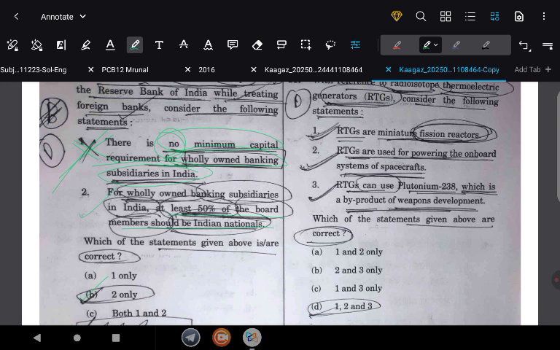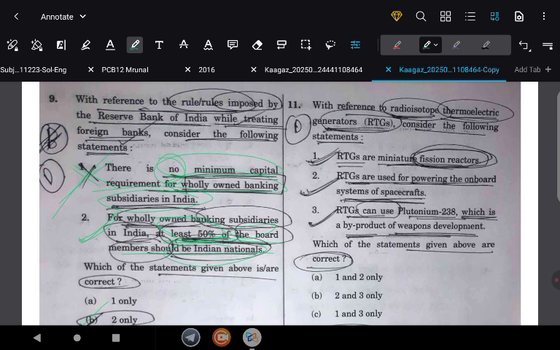This was actually a right statement: at least 50% of the board members should be Indian nationals. "At least" is, I would say, not a very extreme word, so the chances of getting it wrong were less. And apart from it, again the logic was fine, because if there are foreign banks, there should be Indian nationals. Otherwise, there would be issues with respect to the capital or the bank being used for vested interest of foreign nationals or something of the sort.